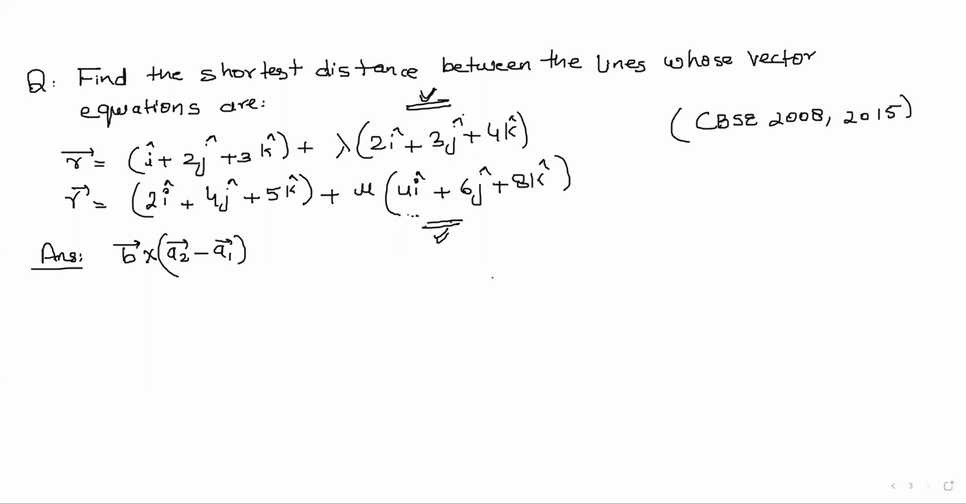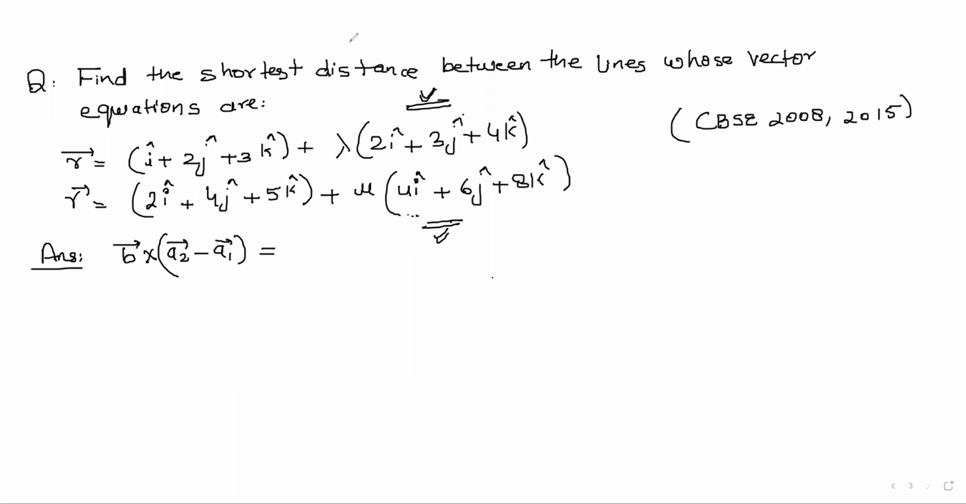Nabil, is it done? Yes, done, sir. Nabil, what are you getting for this? Yes, B, sir. Anyone who gets this one, B cross A2 minus A1, please let me know.